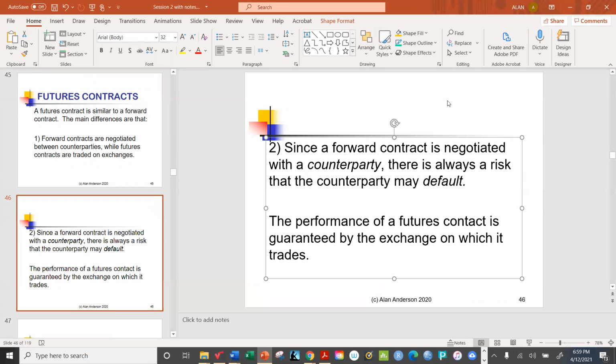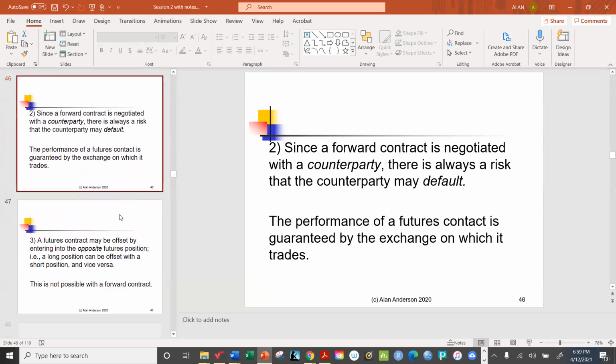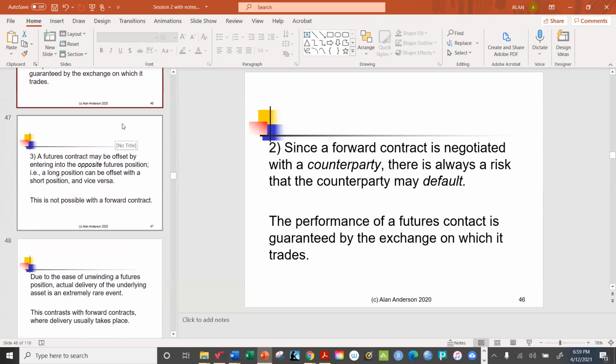But here's the big drawback. Guess what we have to do with a futures contract that is not true with a forward contract? No, there's one more. Sorry, hold on. There's a third difference, and then we'll get to the marking to market feature.